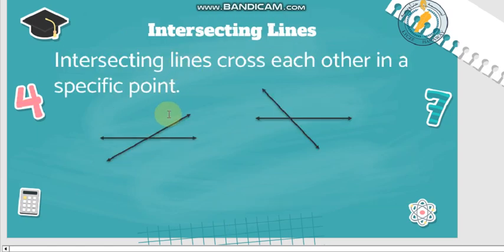As you see in this picture, we have two intersecting lines. They intersect in one point. This is the point of intersection of these two lines. Also here we have two lines. Also they intersect at a point here which is called the point of intersection. So let's read the definition of intersecting lines. Intersecting lines cross each other in a specific point.